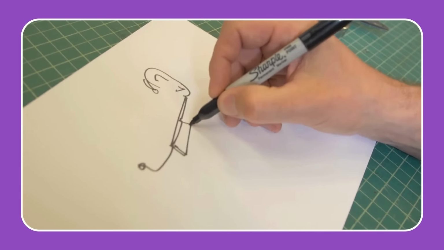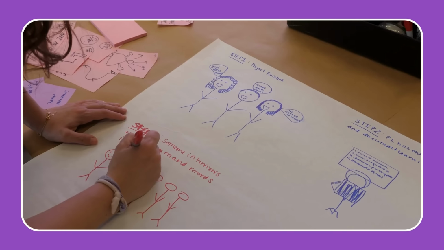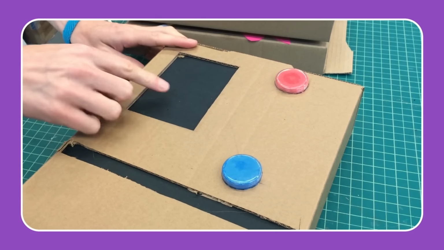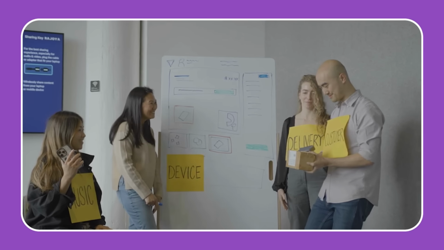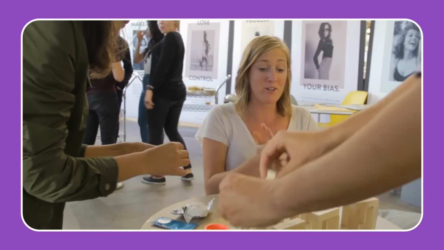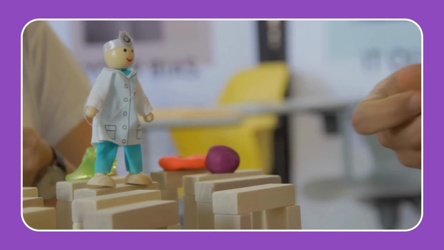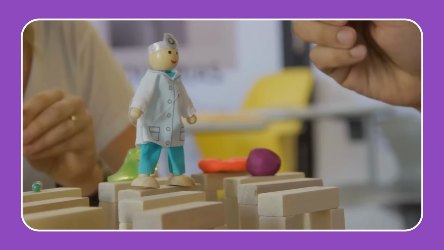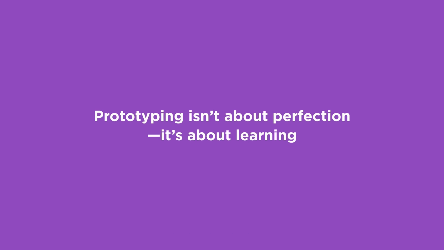A prototype can be anything: a sketch, a storyboard, a cardboard model or mock-up, even a role-play exercise. The goal is to test and refine ideas quickly. The first version of your idea won't be the final one, and that's okay. Prototyping isn't about perfection, it's about learning. The faster you build something tangible, the sooner you can get feedback and improve.